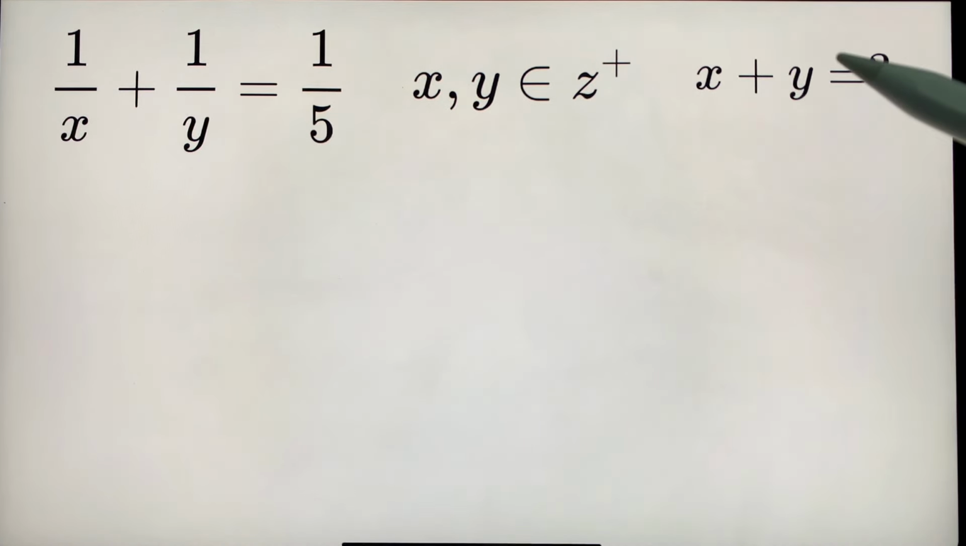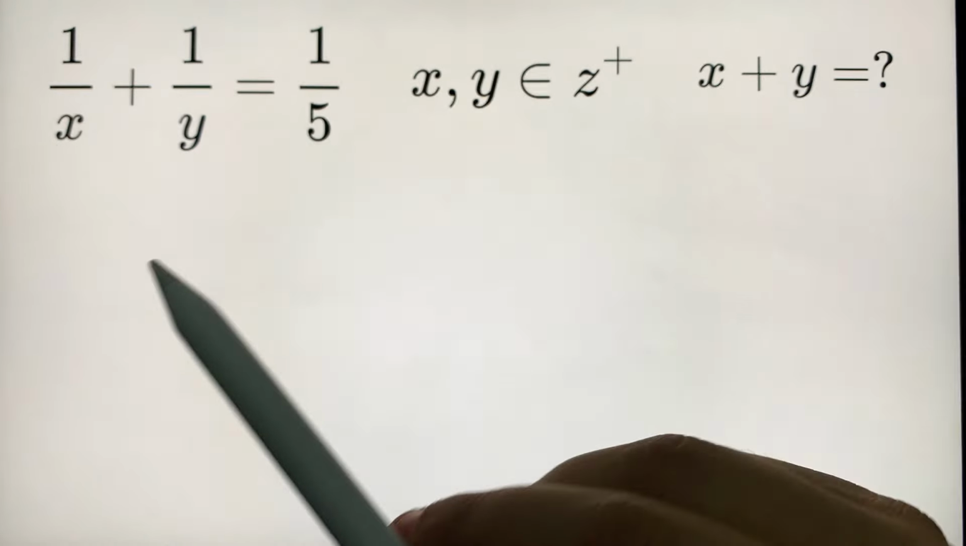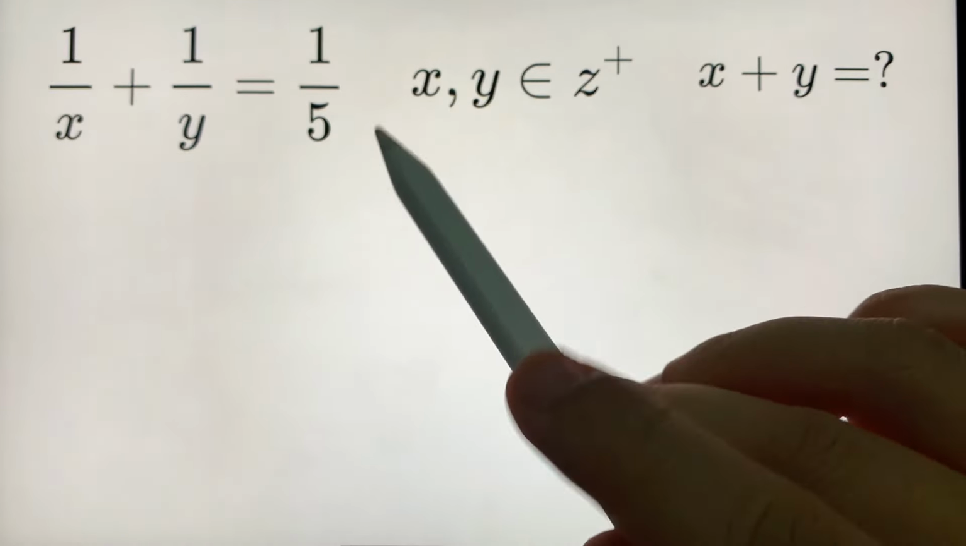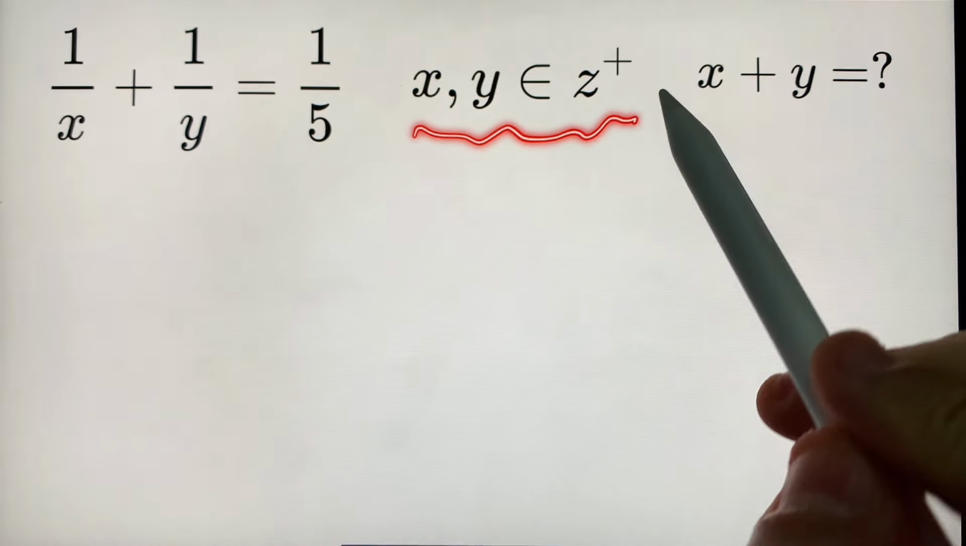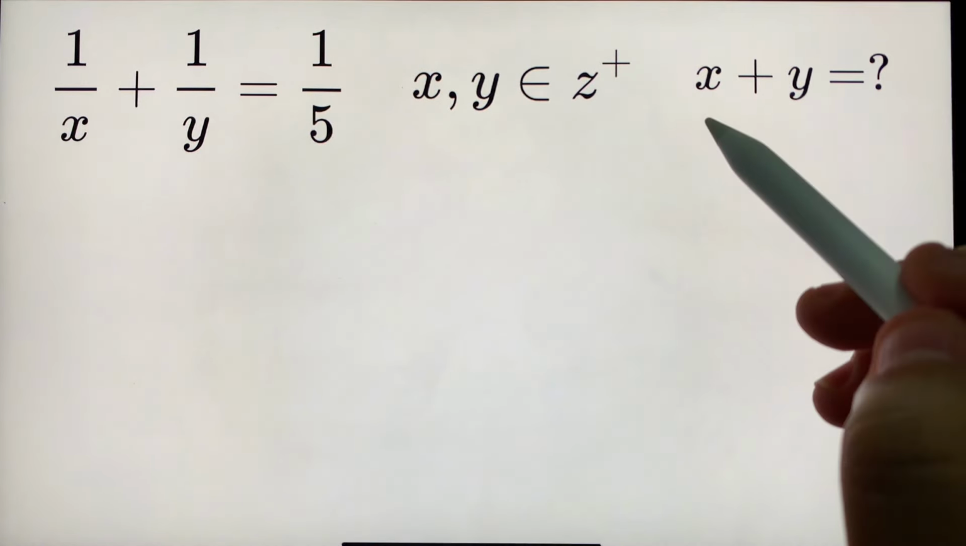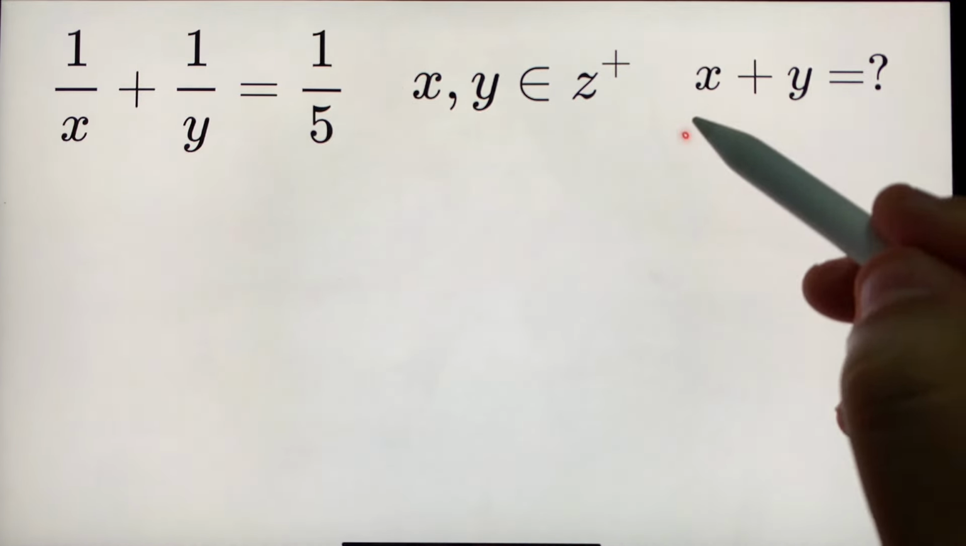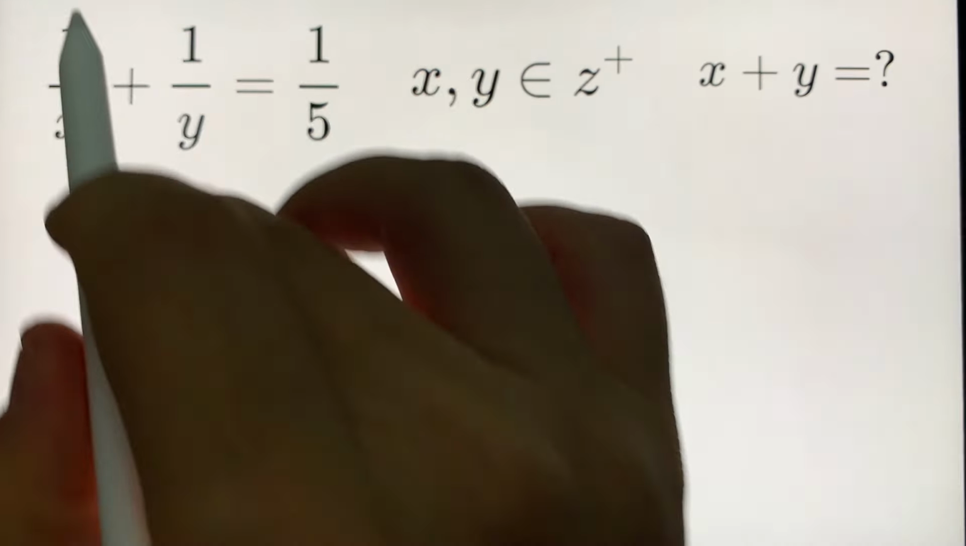It is impossible to solve this question if you do not know some things. What did it tell us in the question? y over x plus 1 over y is equal to 1 over 5. x and y are positive integers. And what is x plus y asked? Let's start.